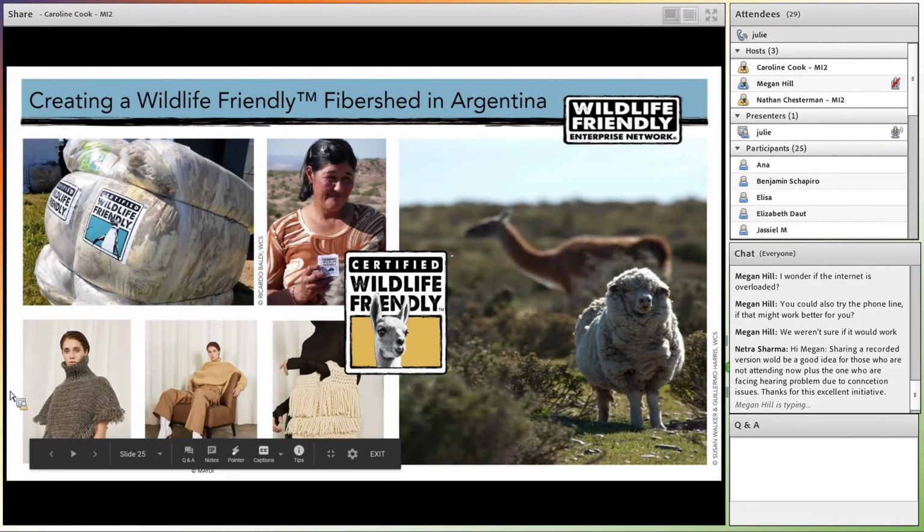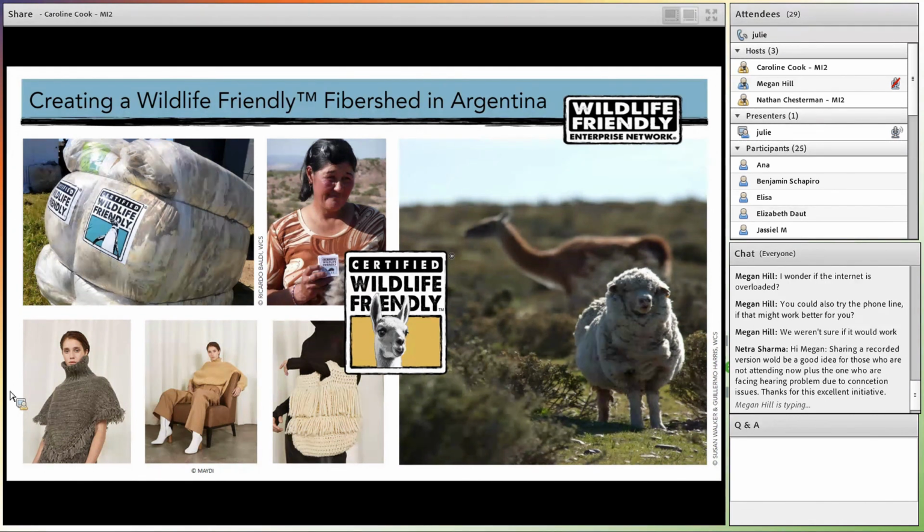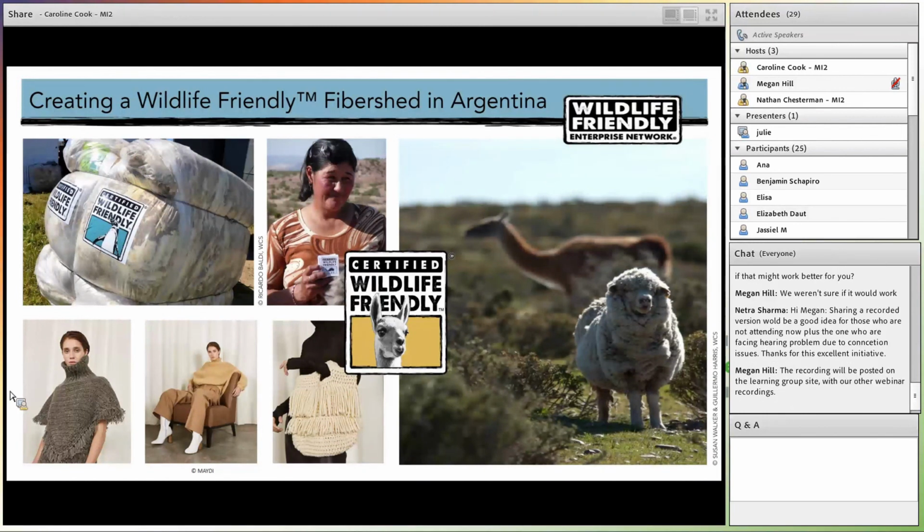And I wanted to include one of our non-species specific projects. So this is a project developed under our global certification criteria. And it's, I thought, an interesting example of how sometimes these conservation enterprises can take on a life of their own. And it really represents what I believe is one version of our vision for success. So how do you create a wildlife-friendly fiber shed?